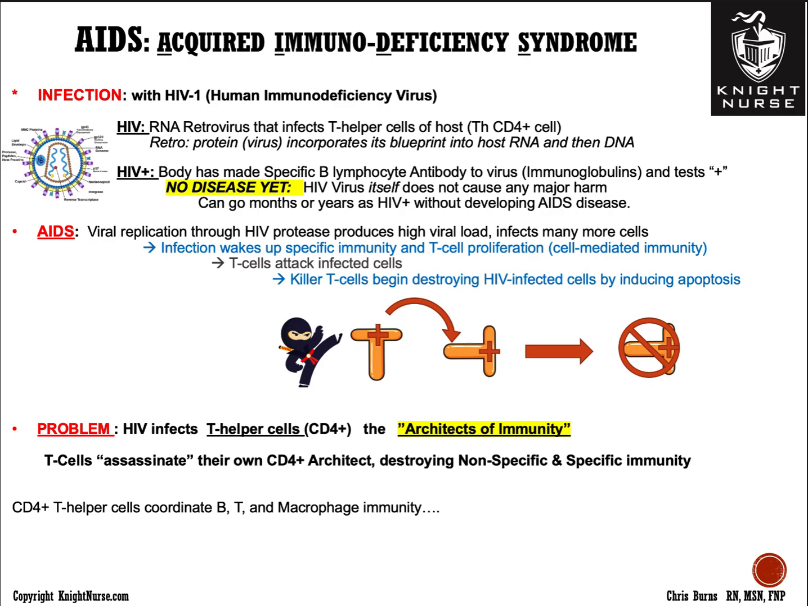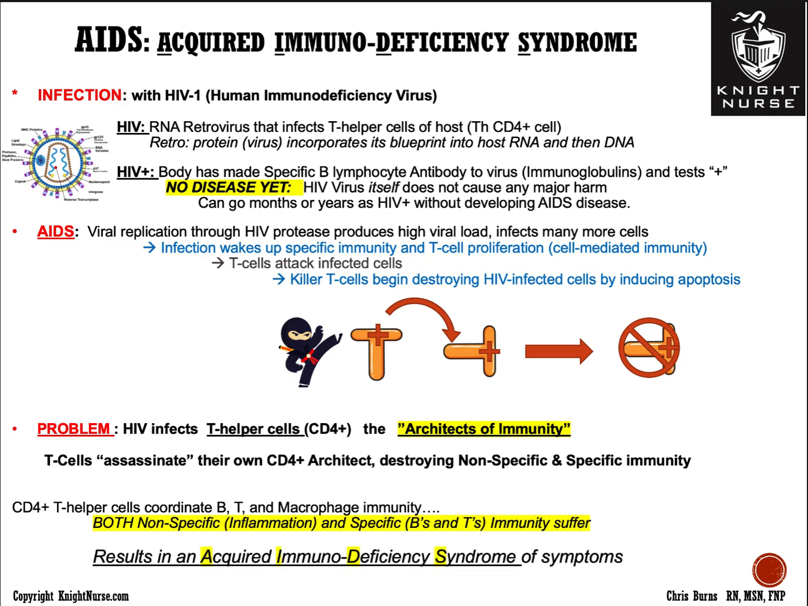CD4 T helper cells coordinate B, T, and macrophage nonspecific inflammation phagocytosis immunity. So it's a big problem because the destruction of the T helper cell destroys both nonspecific inflammation and specific B and T immunity. This results in our acquired immunodeficiency syndrome, known as AIDS.